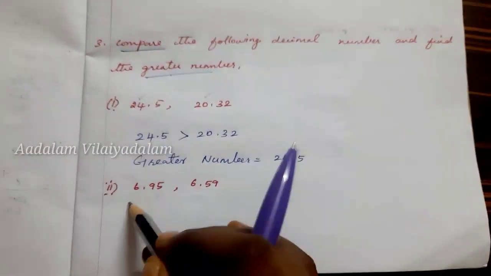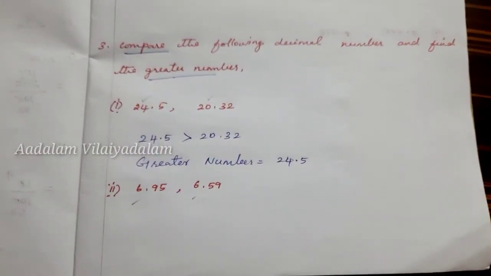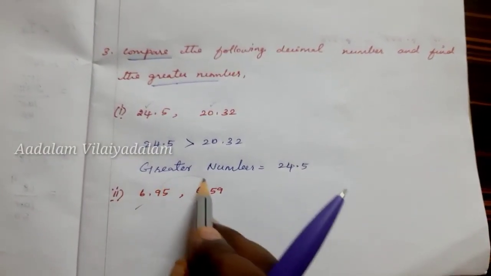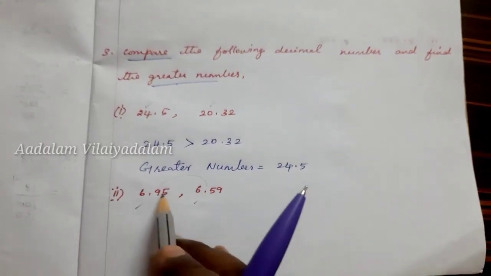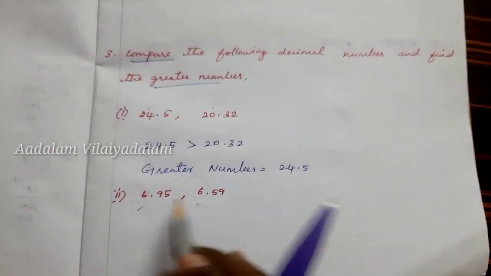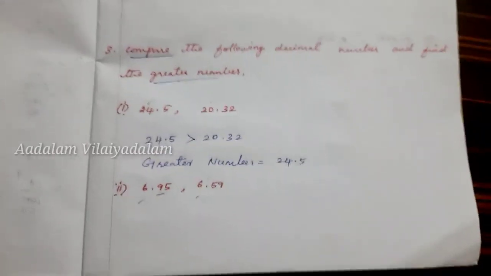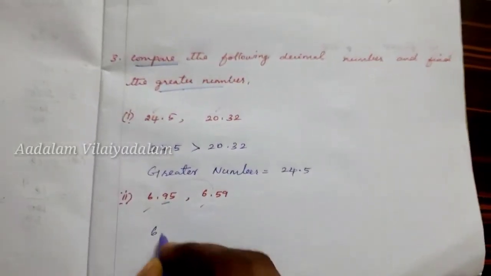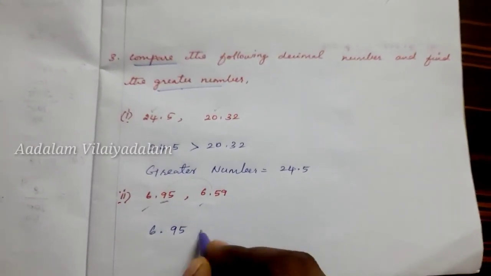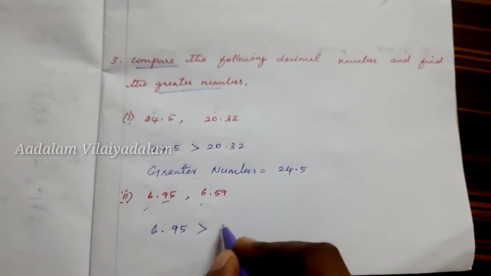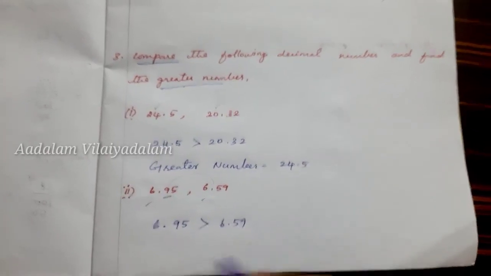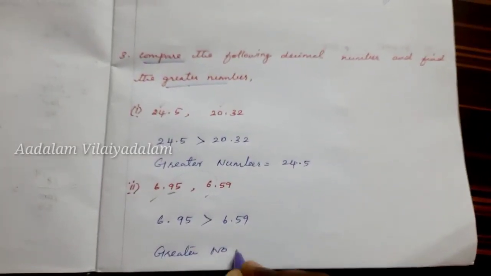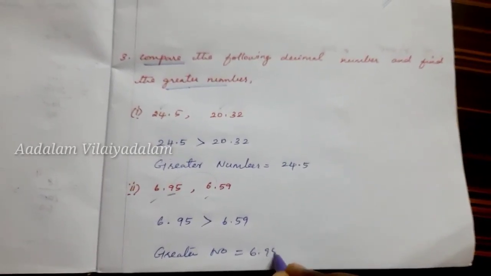For the second subdivision, compare the whole number. What we get? 6, 6. Okay, these are the same. So next compare the decimal part. 9 and 5. Among 9 and 5, which is the bigger one? Here 9 is the biggest one. So therefore, what is the greater number? We can say 6.95 is a greater number than 6.59. So therefore, the greater number we can conclude is 6.95.